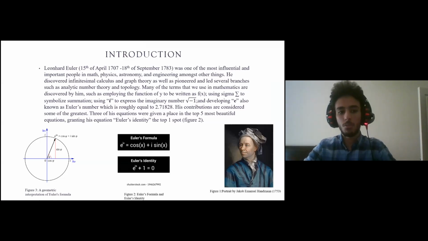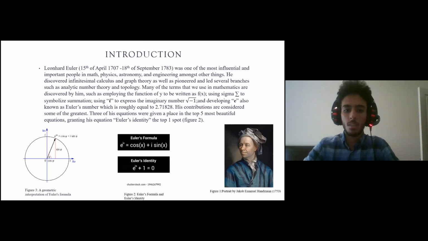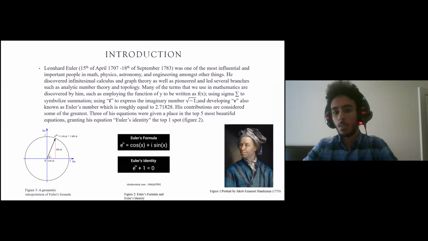So first of all, to introduce Euler, his full name is Leonhard Euler. He was born on the 15th of April, 1707, and he died on the 18th of September of 1783. And he's shown in the bottom right corner. He was one of the most influential, important people in math, physics, astronomy, and engineering, amongst other things.